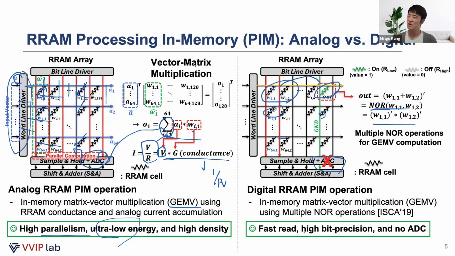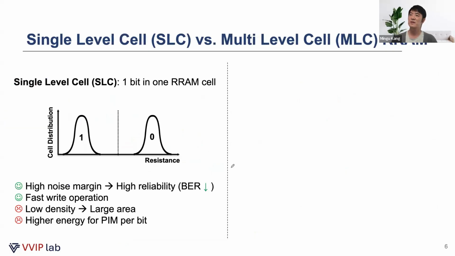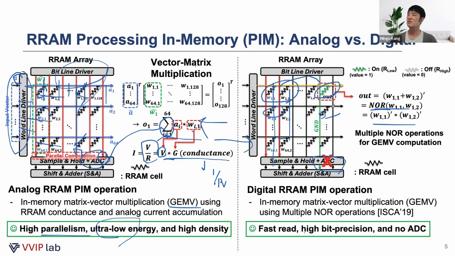However, it is not really all parallel in terms of the column and row. So in that sense, the parallelism might be slightly limited compared to this analog PIM case. So to summarize, efficiency-wise, analog is better. Accuracy-wise, the digital PIM might be much better. But digital PIM is based on single.